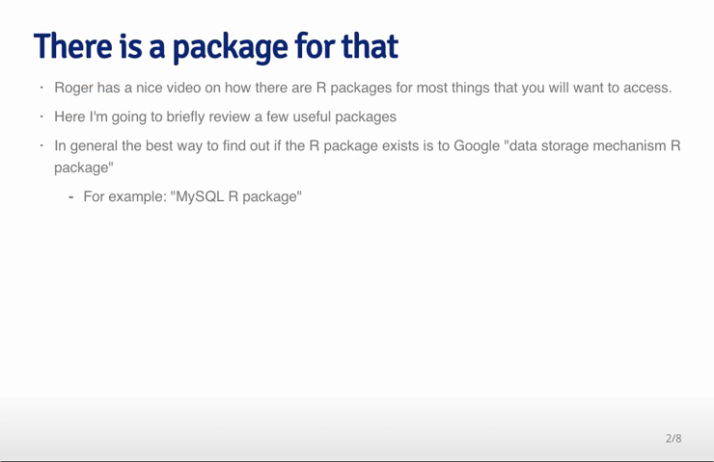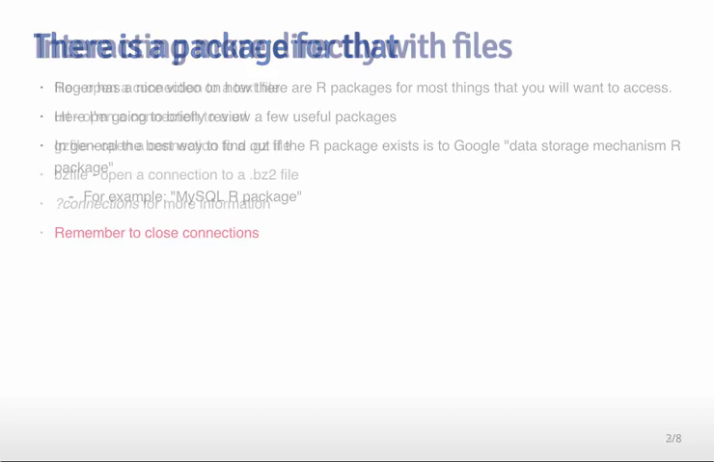Roger has a really nice advertising video on how there's an R package for everything, kind of modeled on Apple: there's an app for everything. Here I'm going to briefly review a few useful packages I know about, but you should by no means consider this a comprehensive list. In general, I found the best way to find out if an R package exists is to Google the data storage mechanism followed by "R package". If you just type "R", sometimes I haven't been able to find it with the search. So, for example, I might type "MySQL R package", and that usually comes up with the very first hit being the most interesting package. I found that almost every kind of data type that you might want access to, as long as it's relatively common, has an R package for accessing the data.